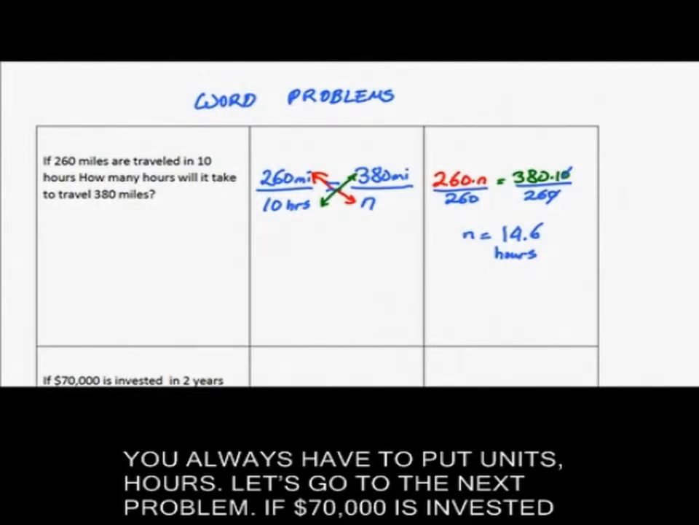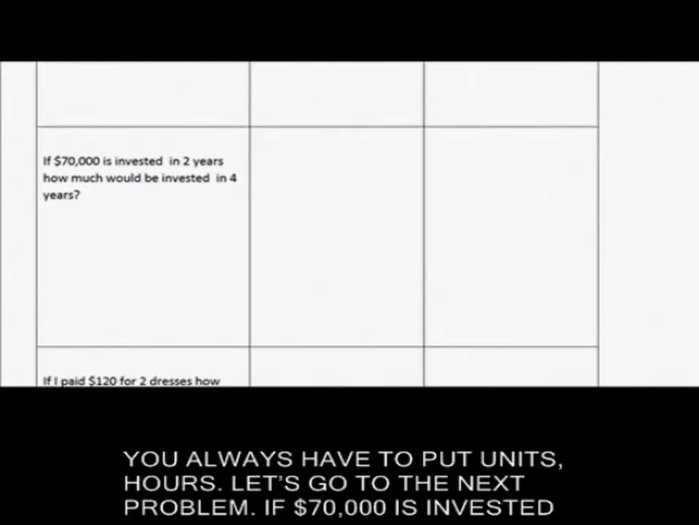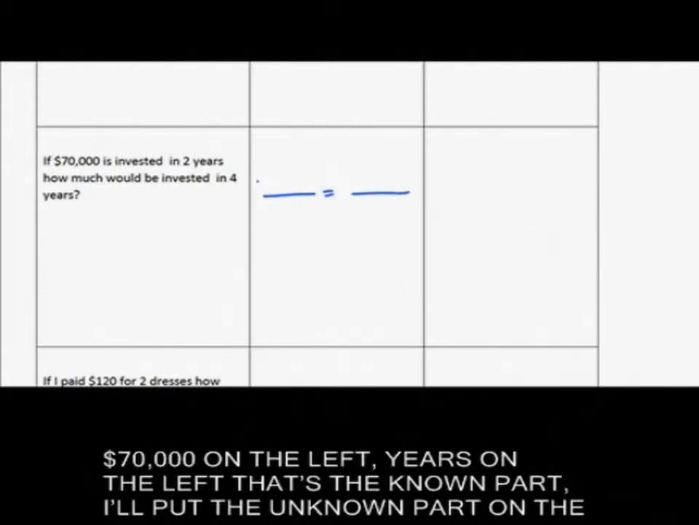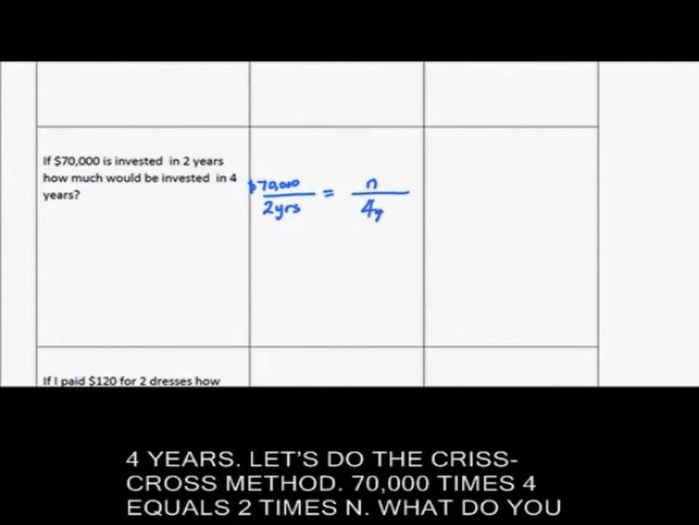Let's go to the next problem. If $70,000 is invested in 2 years, how much would be invested in 4 years? Same thing, this is a proportion problem. $70,000 on the left, years on the left. That's the known part. I'll put the unknown part on the right. How much would be invested? How much means I don't know, so that's n. And then 4 years.